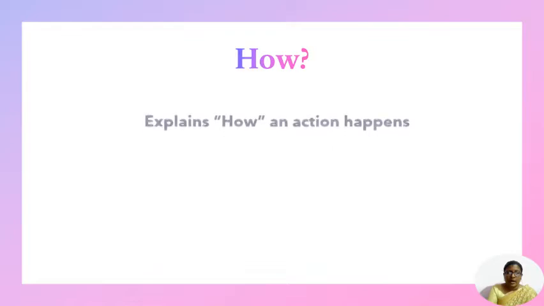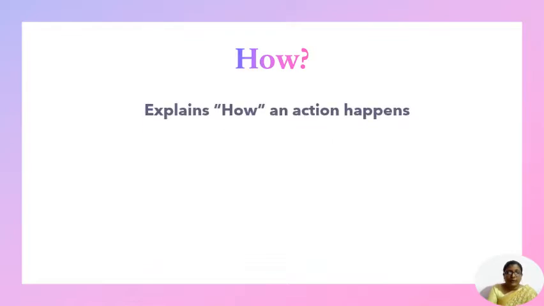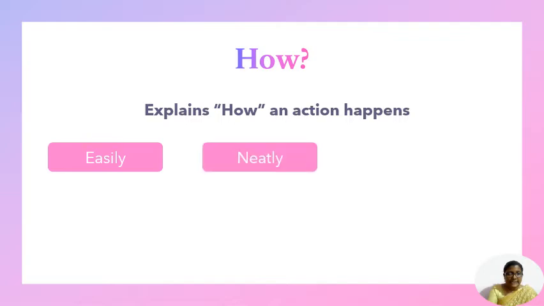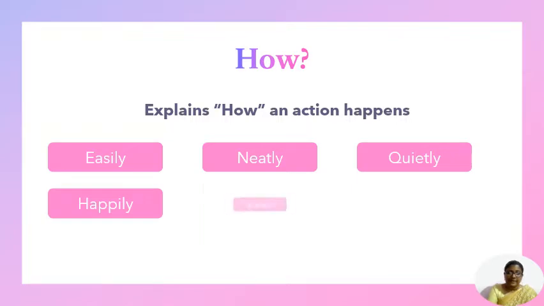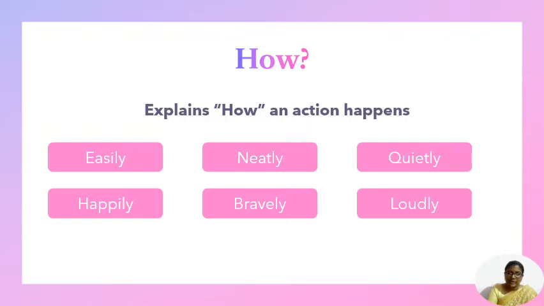Let us see how. In adverb, it explains how an action happens. Some words are easily, neatly, quietly, happily, bravely, and loudly. So these are the words related to how.